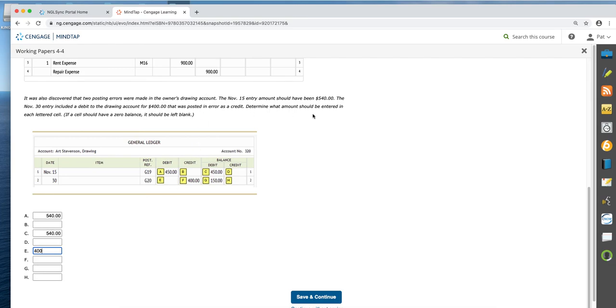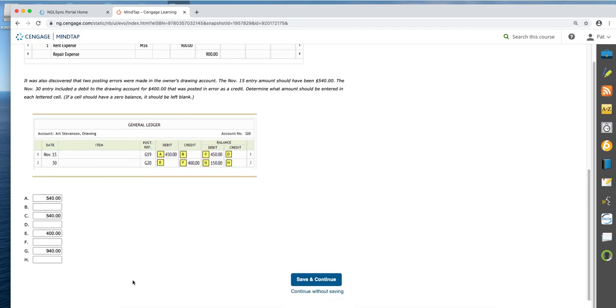Credit, what's it say? Determine what amount should be entered in each cell. Shouldn't be anything in this cell. Credit. We should have $540 balance plus a $400. So this should be $940. And we shouldn't have anything in there. Okay. And that should be what we got.